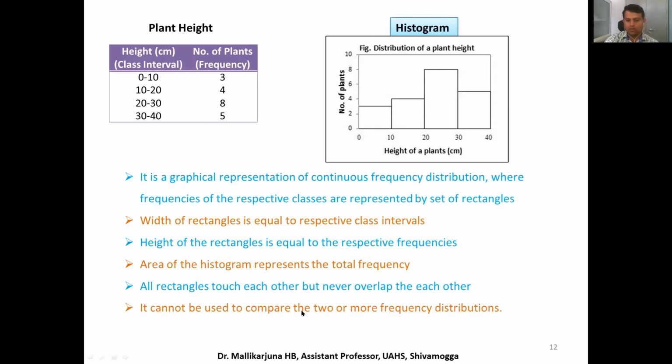It cannot be used to compare 2 or more frequency distributions. So only one distribution we can represent through this histogram. If we have another distribution, we cannot compare here itself. We have to use different graphs. It is a 2-dimensional graph. Of course, in x-axis also we have taken the values and y-axis also we have taken the values. So length and breadth are used here.